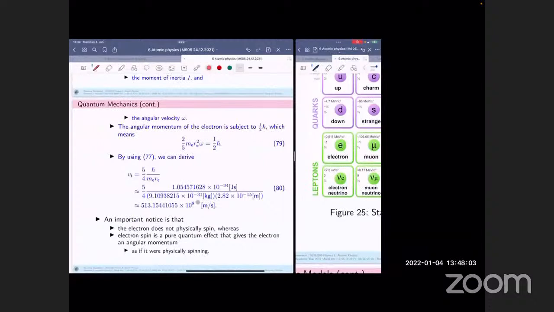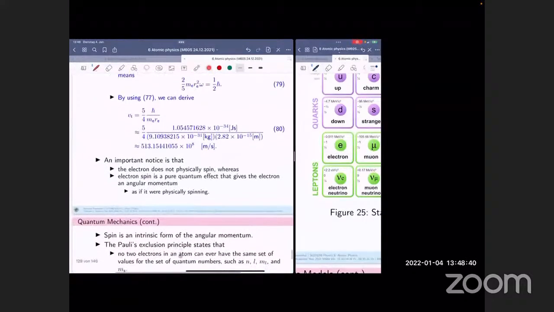5.15 × 10⁸. You can see 10⁸ is the same scale as the speed of light. Light or any electromagnetic wave moves, from the Hertz-Heaviside formula, at 3 × 10⁸. That's the speed of light or any kind of electromagnetic wave. An important note is that the electron doesn't physically spin, whereas electron spin is a pure quantum effect that gives the electron an angular momentum as if it were physically spinning.